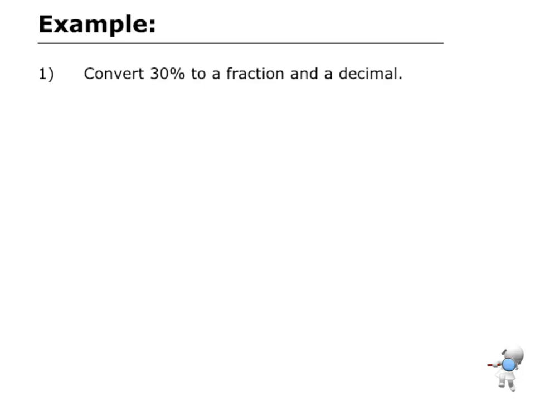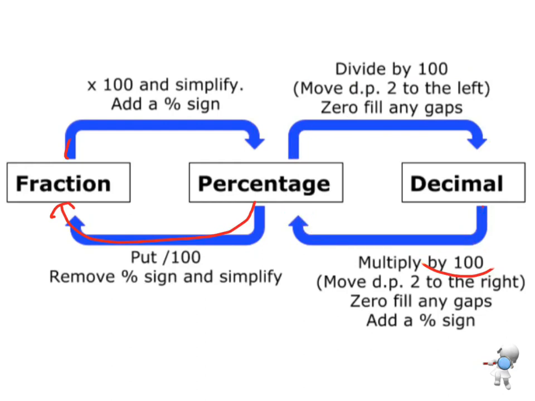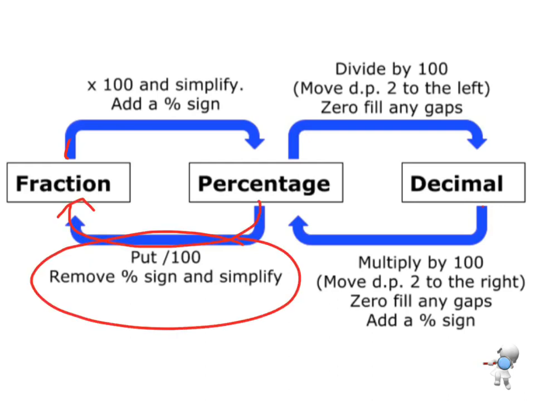Convert 30% to a fraction and a decimal. Okay, so 30%. So as a fraction, so our guide to go from percentage to fraction, let me just erase those bits that I had before. So I'm going from a percentage to a fraction. So put divided by 100, remove the percentage sign and simplify.